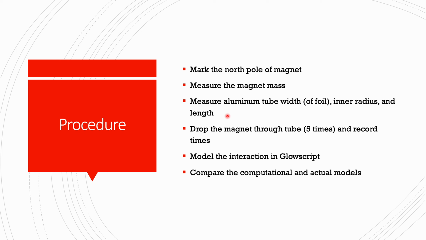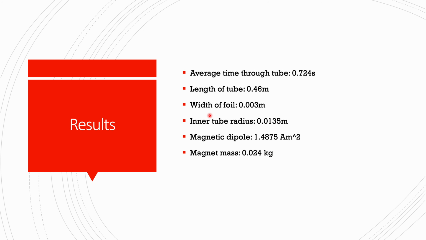For our procedure, we first marked the north pole of the magnet. We then measured the mass of the magnet. Then we measured the aluminum tube, finding the inner radius, the wall thickness, and the length. Then we dropped the magnet 5 times and recorded to find the average results. Then we created a GlowScript model of the interaction, and finally we compared those two models.